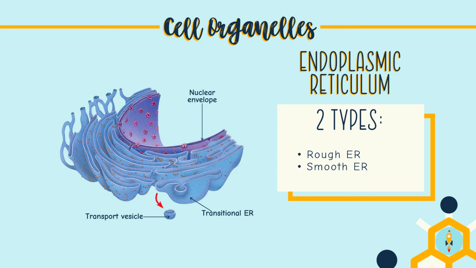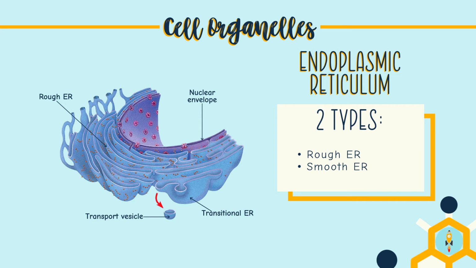There are two types of ER, rough and smooth. The rough endoplasmic reticulum is a system of interconnected, flattened sacs covered with ribosomes. The rough ER produces phospholipids and proteins. Certain types of proteins are made on the rough ER's ribosomes. These proteins are later exported from the cell or inserted into one of the cell's own membranes.